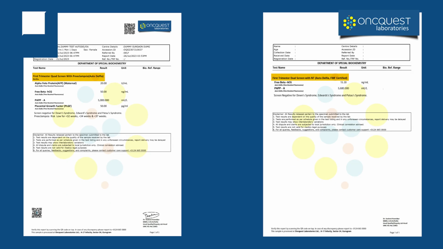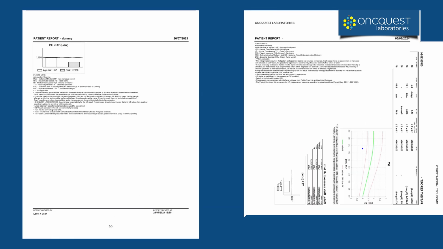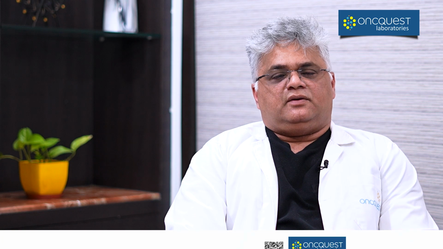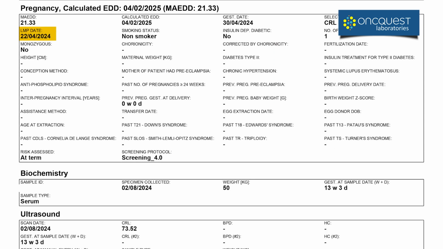So now let's take a look at the result interpretation. If you look at this report, you will find that there are multiple entries, multiple data collected from the patient, starting from the age of the patient and the expected date of delivery, the last menstrual period, the crown rump length, whether the patient is carrying twins, whether dichorionic or monochorionic, diabetic, whether the patient is smoking or non-smoking.